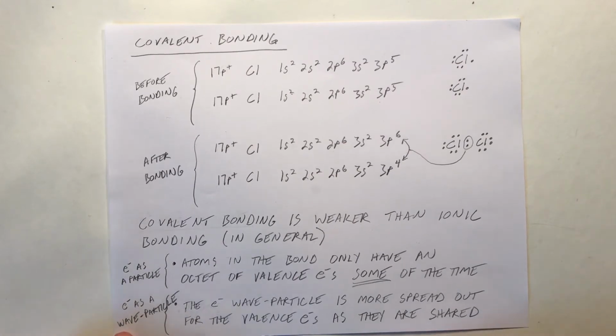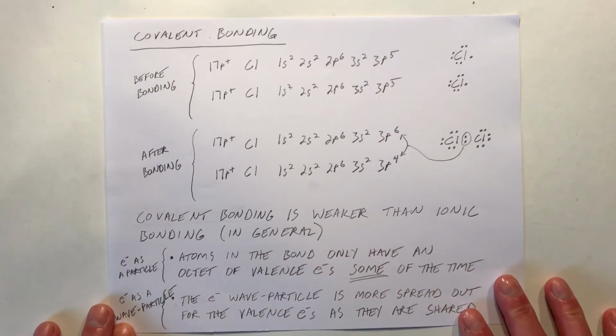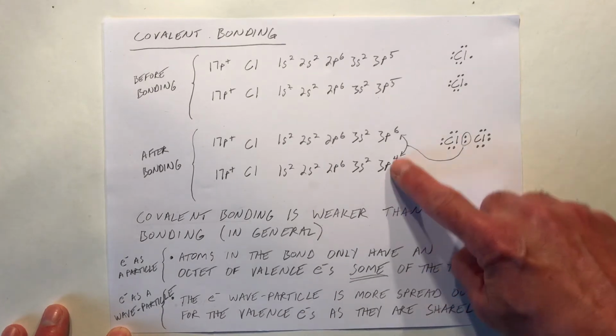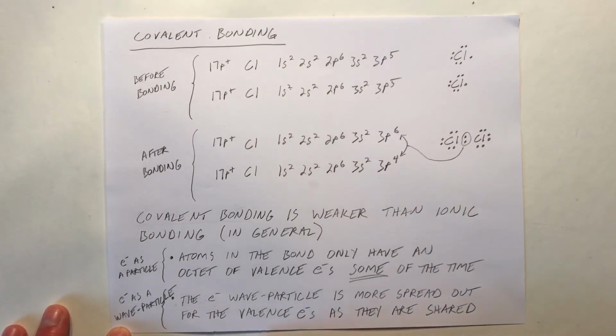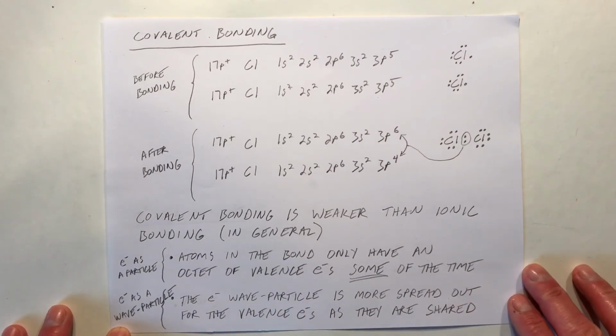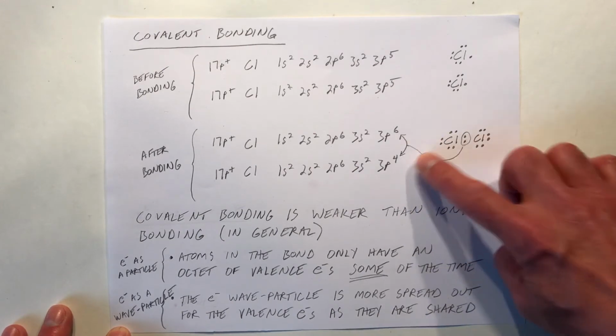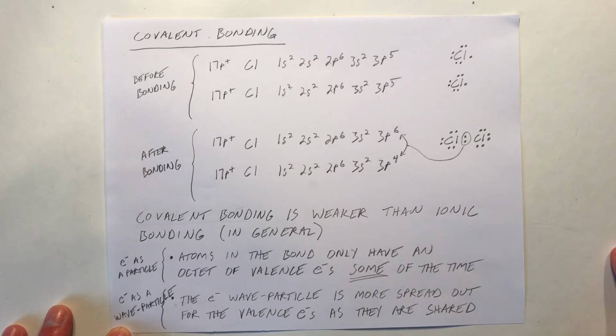Now, if you really want to take a more rigorously correct view, the electron is actually not just a particle, it's a wave particle, right? We studied some wave-particle duality leading up to this. The electron wave particle is more spread out when it's being shared between these 2 atoms. So when you spread out those valence electrons because they're shared, that means that there's less electron density between the nuclei, and that means the bond is a little bit less strong.